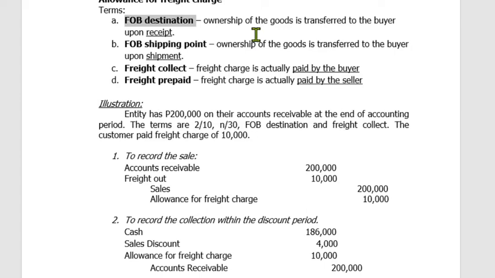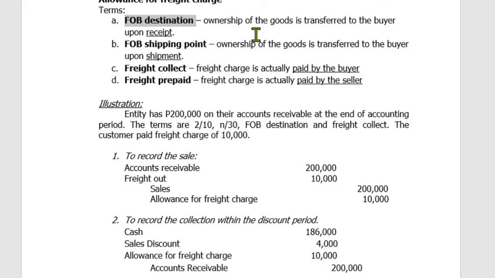So when you are analyzing transactions, lagi mong i-identify muna kung ikaw ba yung seller o ikaw ba yung buyer, because magkaiba ang recognition niyan. Baka mamaya buyer ka pala dun sa problem tapos nagre-recognize ka ng receivable. So mali 'yon. First, in this case, you are the seller dahil ikaw yung may pautang. To record the sale, you debit accounts receivable 200,000, you debit freight out 10,000, you credit sales 200,000, you credit allowance for freight charge 10,000.